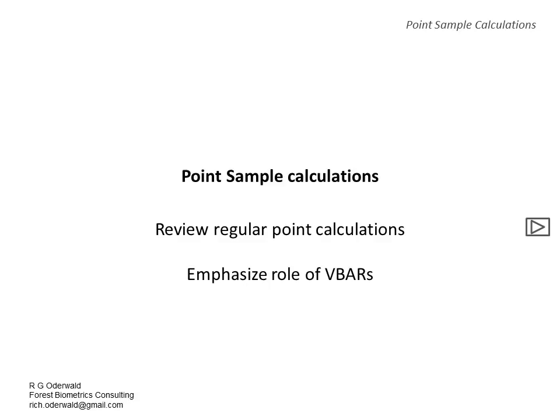Let's start by reviewing the calculations for a regular point sample. This will refresh what may be a dim memory, and I'll be able to emphasize the role of the volume basal area ratio, or V-bar. The V-bar is central to a double sample, so please keep V-bar in mind as we go.